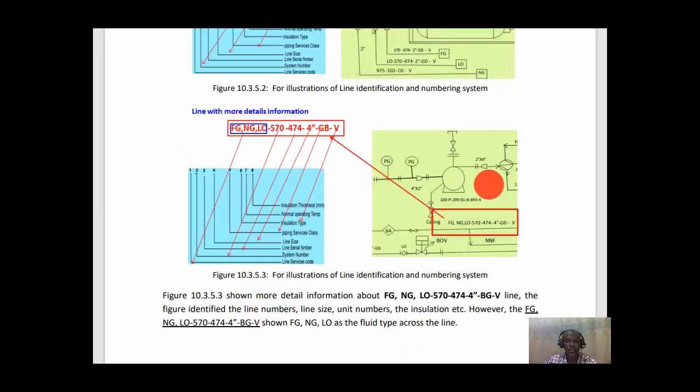Now take a look at another line, a line with more detailed information. This line has the FG NGLO 570-471-4 inch-GB-V. The figure identifies the line number, the line size, the unit number, the installation, and so on. However, the F, N, G, and LO define the flow type across the line. It shows the line is carrying more than a single fluid.